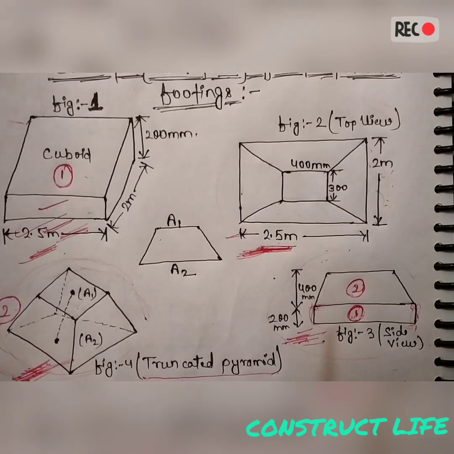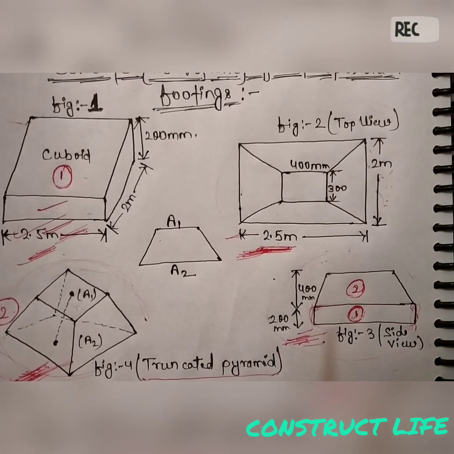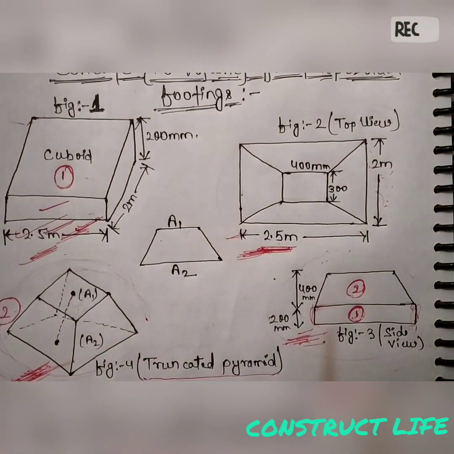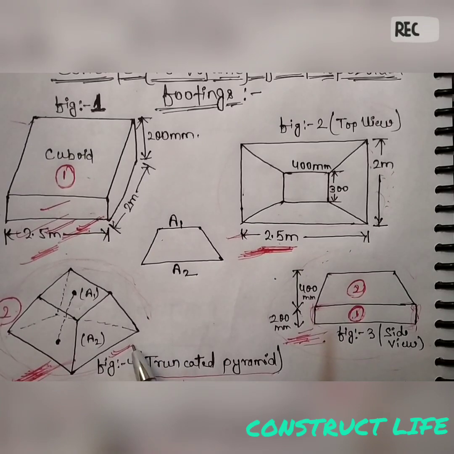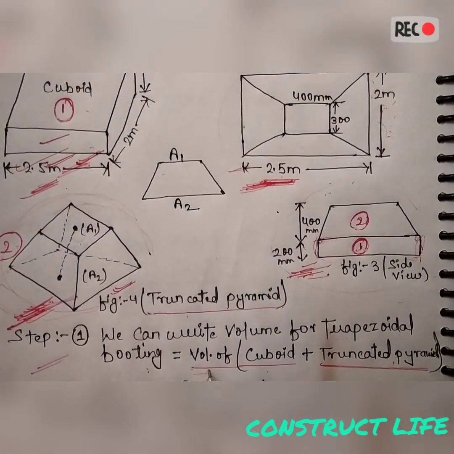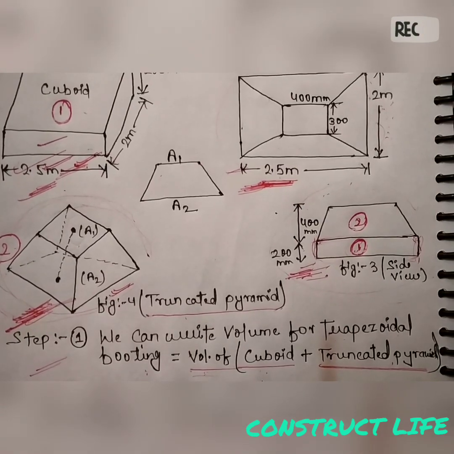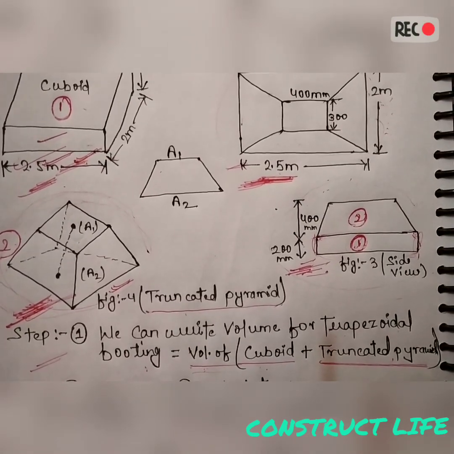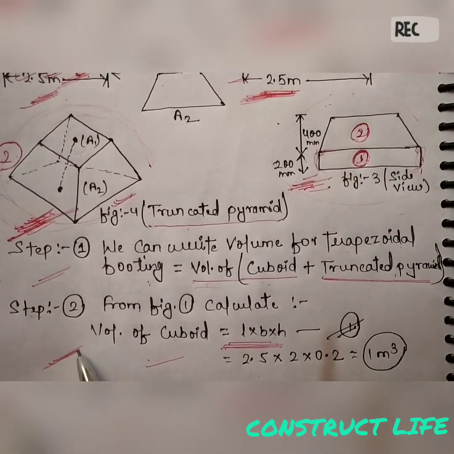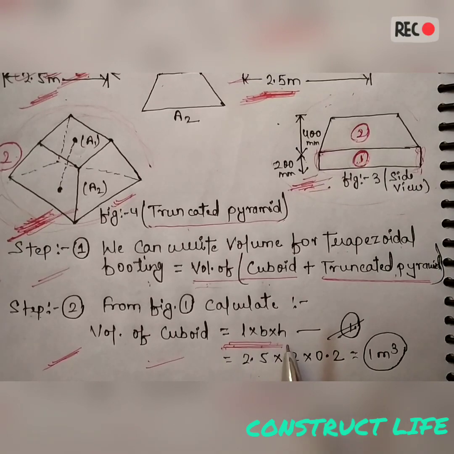It is a truncated pyramid. So for calculating the quantity of the trapezoidal footing, we have to calculate the volume of this part plus the volume of this part. So let's start. Volume of trapezoidal footing can be written as volume of cuboid plus volume of truncated pyramid. So firstly, we are going to calculate the volume of the cuboid, that is length into width into height.